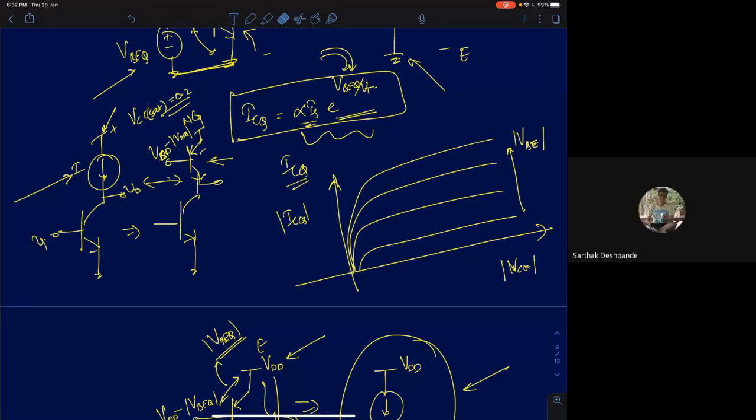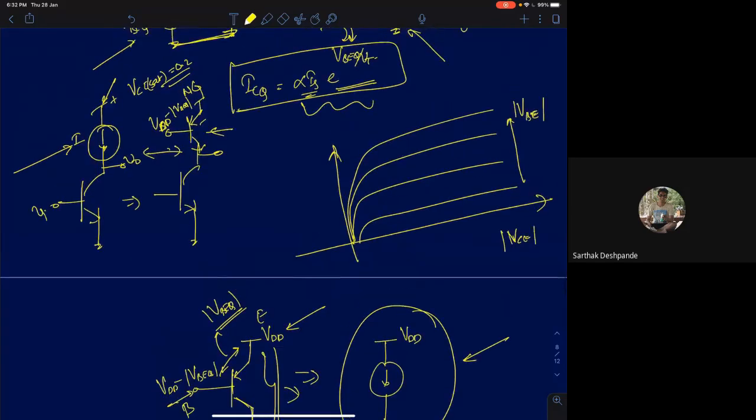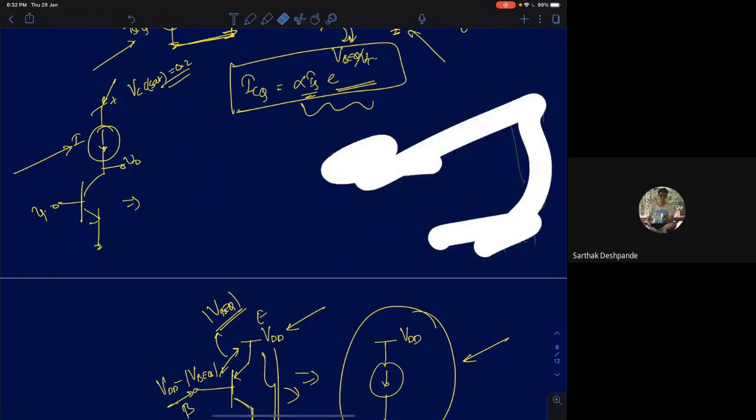Yeah, in that PNP transistor, shouldn't the emitter be shorted with the base? Which one? In that equivalent circuit? No, no, no. Emitter and base cannot be shorted. Let me draw it properly.